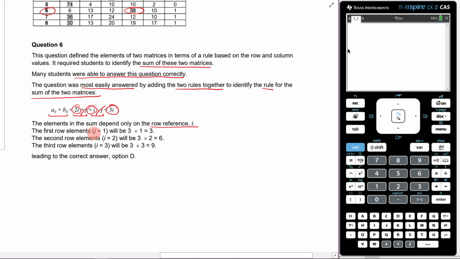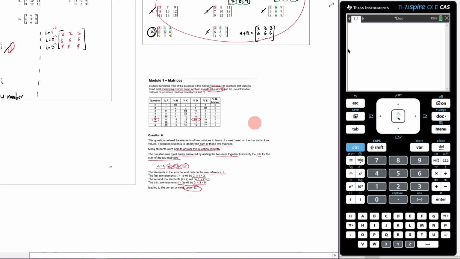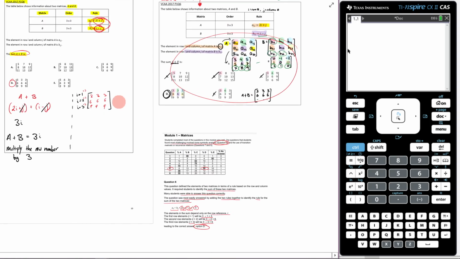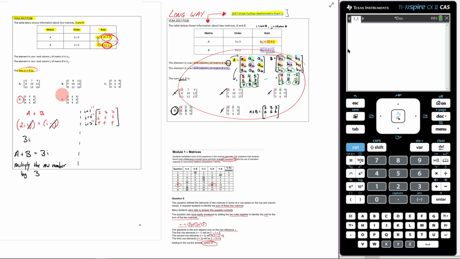The first row elements, i equals 1. Sorry, my brain just kind of broke there for a second. i is equal to 1 will be 3 times 1 is 3. The second row, i is equal to 2, will be 3 by 2 is 6. The third row, i is equal to 3, will be 3 by 3 is 9, leading to the correct option, D. Okay, so hopefully you get a pretty good view of what's going on here. And yeah, hopefully all of that made sense.